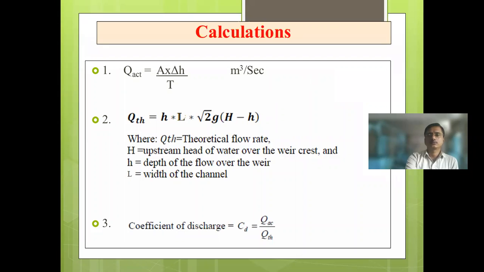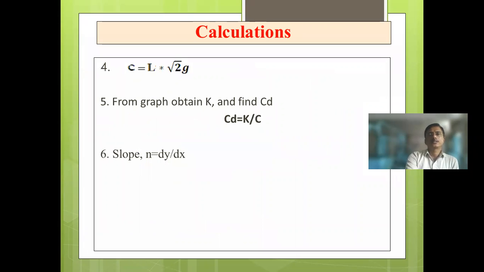Is it over? Next, C is equal to L into under root of 2g. From the graph, we obtain the value of K and we find the CD for the verification by using formula CD is equal to K upon C. K ची व्हॅल्यू आपण ग्राफ वरून काढतो, C ची व्हॅल्यू आपण वरच्या फॉर्म्युलेत काढतो, आणि slope n is equal to dy by dx.